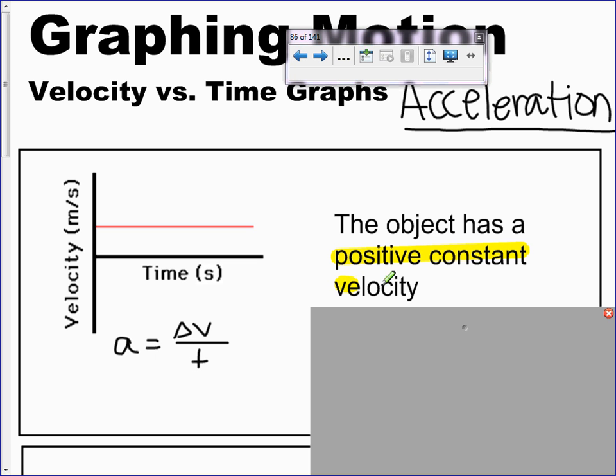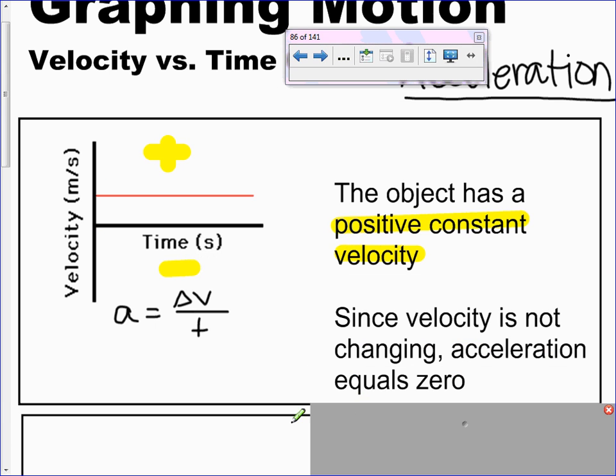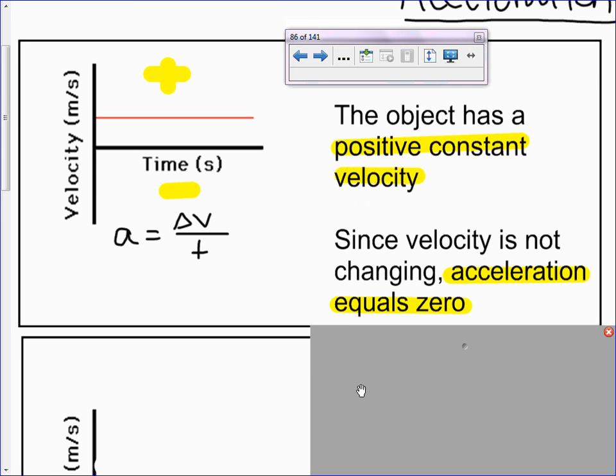So velocity is positive and constant. It's positive because it's in this region of the graph. This is our negative region down here. This is our positive region. So velocity is constant. It's not changing. There is a velocity if you look. Whatever this number is, that's the velocity, but it's constant. So since velocity is constant, acceleration is equal to 0. If velocity isn't changing, then we don't have an acceleration.